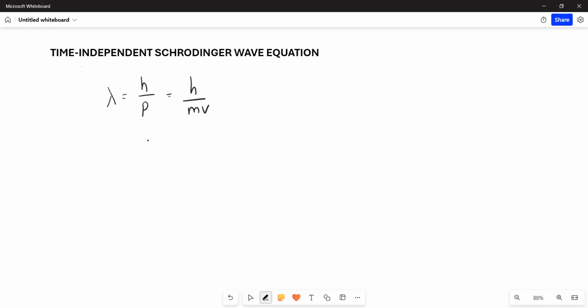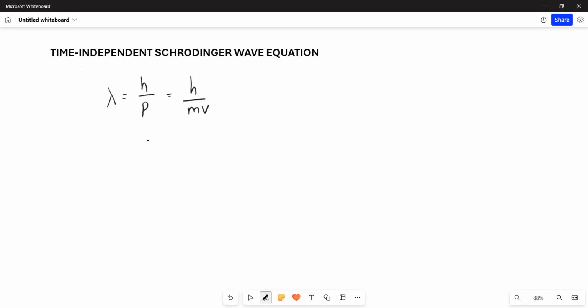According to the de Broglie theory, for a particle of mass m moving with a velocity v, the corresponding wavelength is lambda equals h by mv. If the particle has wave properties, it is expected that there should be some sort of wave equation. That wave equation should describe the behavior of the particle. So now we need to think about the classical differential equation of the wave system.